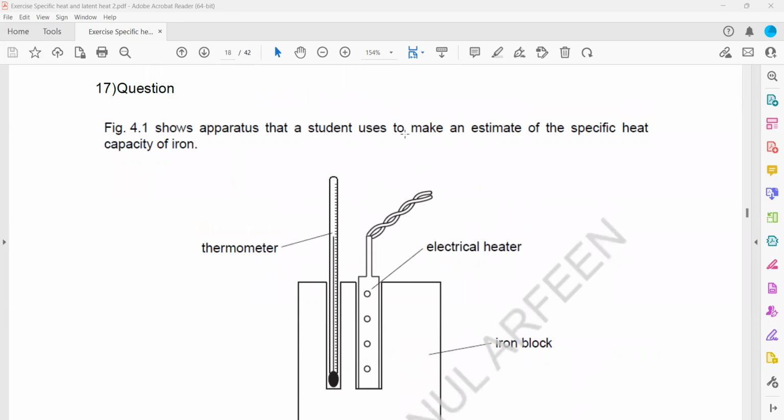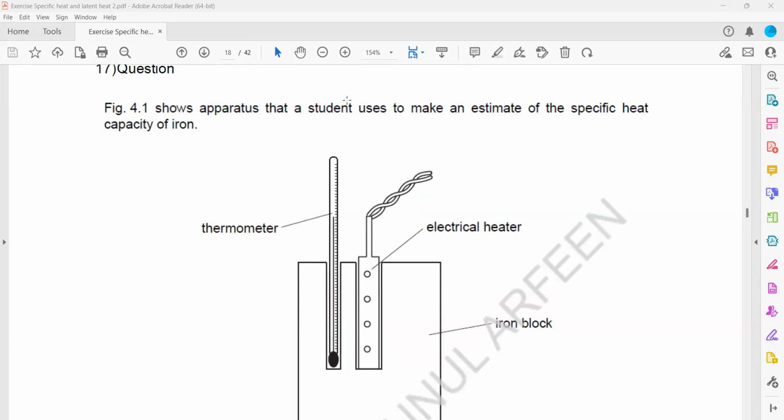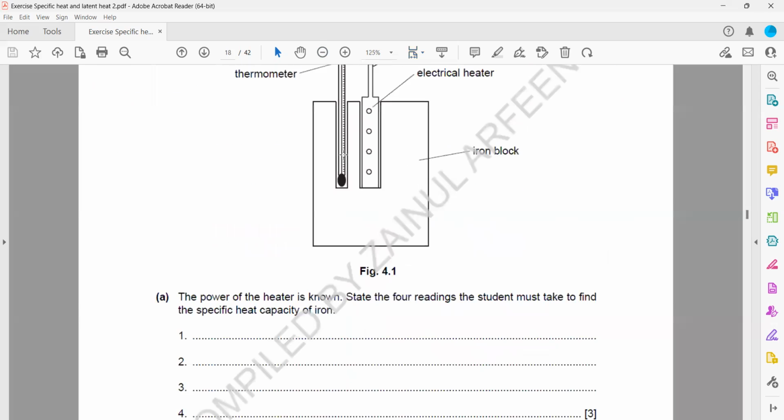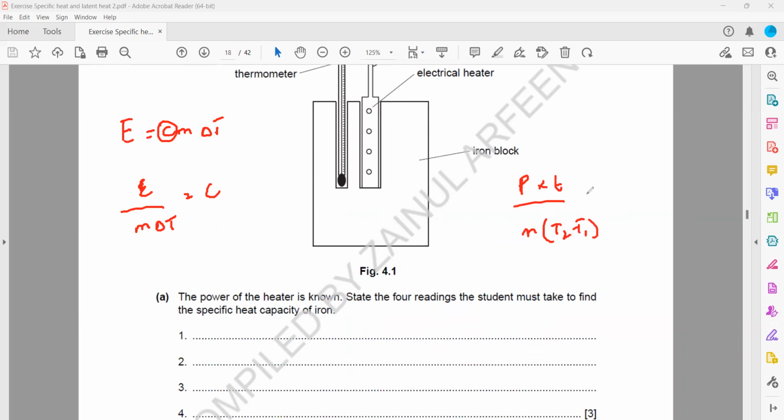In question 17, you will still have such questions in which you have to plan an experiment to find specific heat capacity. A student wants to estimate the specific heat capacity of iron. The power of the heater is known. State 4 readings. Look, you modify the formula: whenever the specific heat formula E equals c m delta T, if I need specific heat, it will be energy divided by m delta T. For an electrical heater, the energy is power into time. So I can say power into time divided by m delta T, and delta T is T2 minus T1.